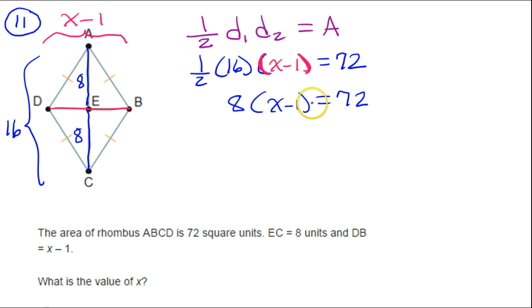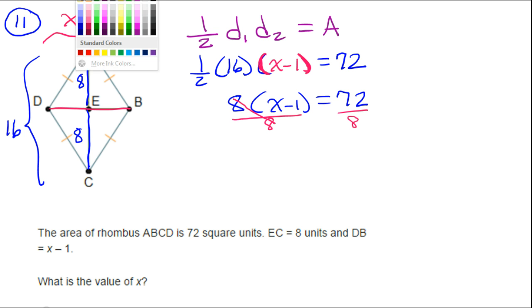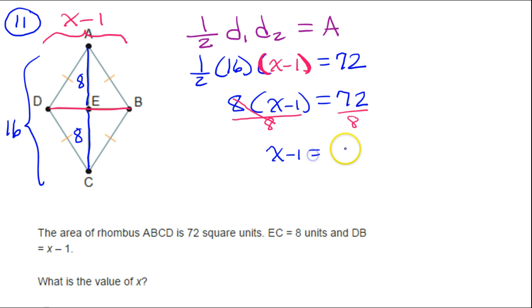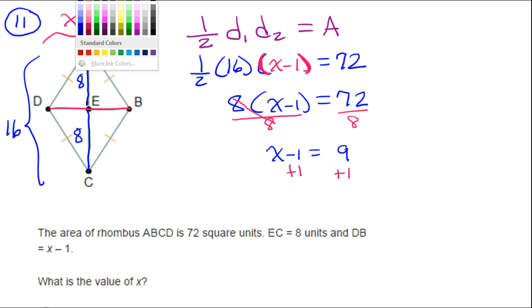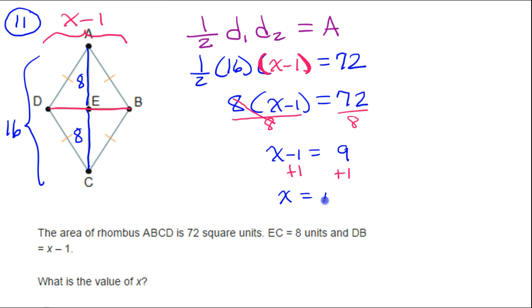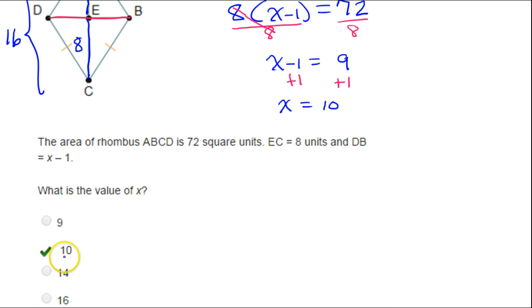Now a lot of people would do the distributive property right now, and there's nothing wrong with that, but I find it more simple to divide both sides by 8 right now. Okay, that will cancel out that 8, and so that's going to leave me with x minus 1 is equal to 9. Then all that's left is to add 1 to both sides, and that gives me x is equal to 10. Okay, 10 units. Alright, that's why the answer was 10.